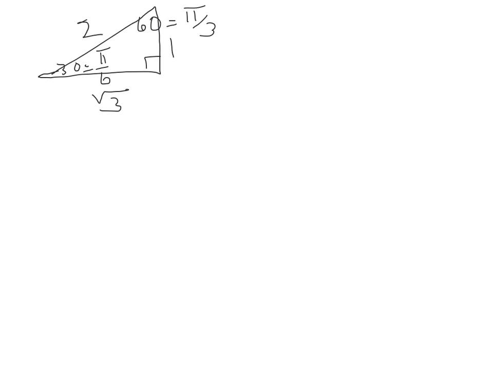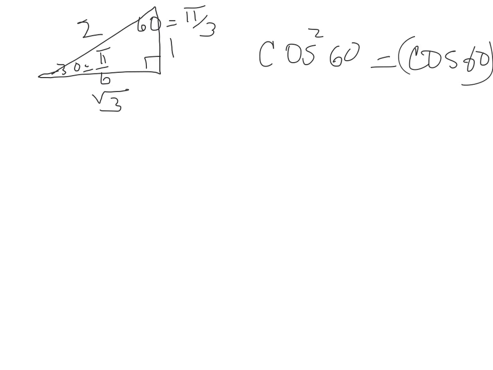So then, for example, if I wanted the cosine squared of 60 degrees, I would take the cosine of 60 and square it. So the cosine of 60 is adjacent, which is 1, over hypotenuse, which is 2. And when I square that, I get 1/4.